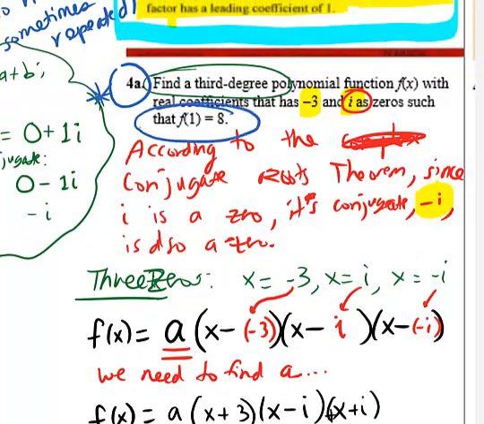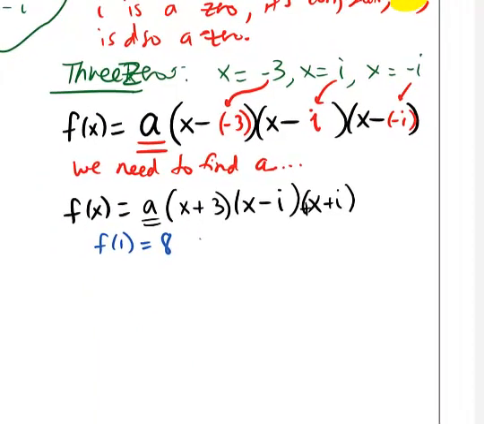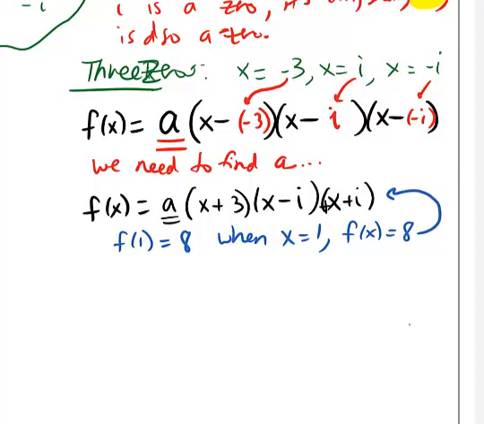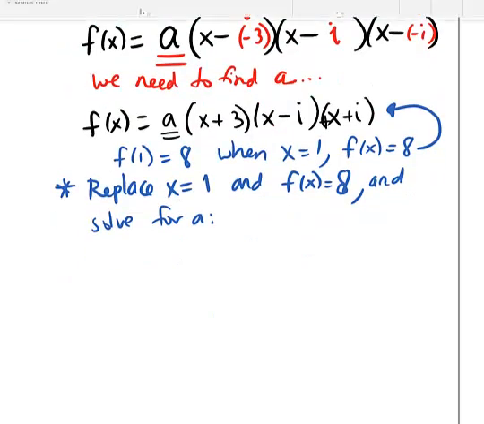But the only thing we haven't used yet is the fact that they said f of 1 equals 3. f of 1 equals 3. So in other words, when x equals 1, f of x equals 3. So I think if I replace x with 1 and f of x with 3, I should be able to solve for a. That's my idea. Then the only thing I don't know should be a, so I should be able to solve for it. Alright, let's go ahead and do that.